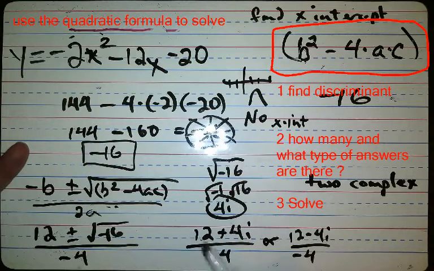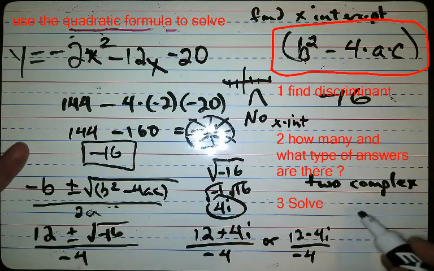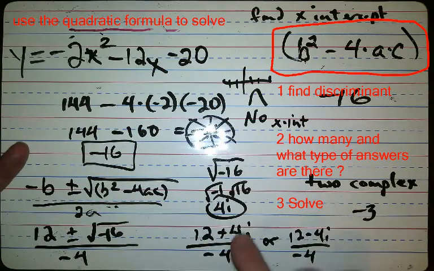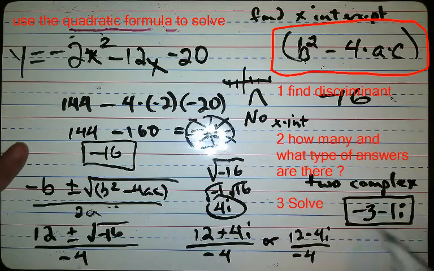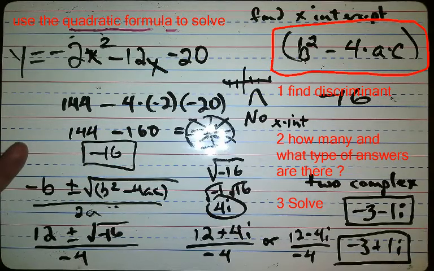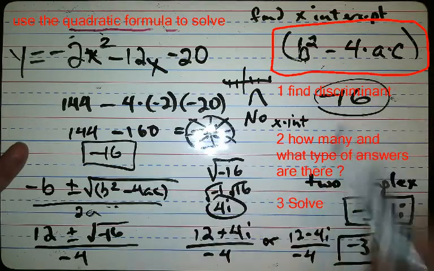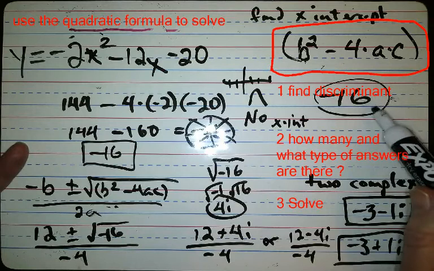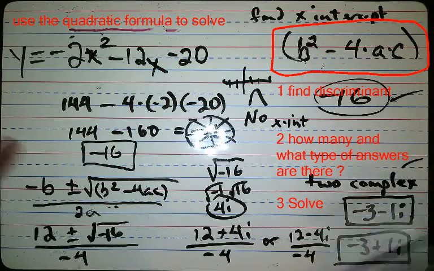If I divide 12 by negative 4, I get negative 3. 4 divided by negative 4 would be negative 1. So this is a complex number, negative 3 minus 1i. And then what about this one? This divides still negative 3. Negative divided by negative would be positive 1i. That's the other complex answer. So there are 2 answers, and they're complex. These are imaginary values, which means there's no x-intercept. The only time there's x-intercepts is when this is a positive number, or if it's 0, then there'd be an x-intercept.